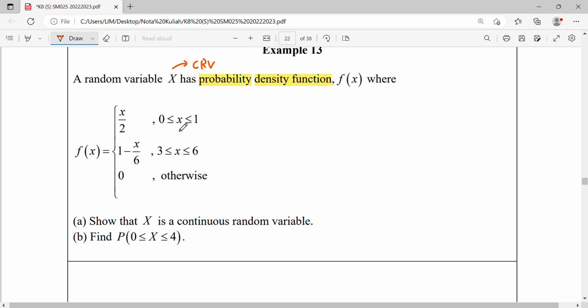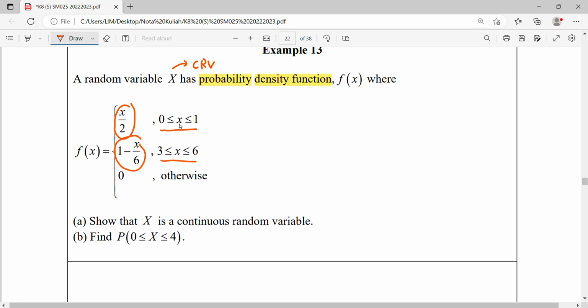Dia bukan lagi macam x equals to 1, x equals to 2, x equals to 3, itu discrete. So your x now is interval. Your x here is now interval. So this is your graph. This is your graph on your probability.